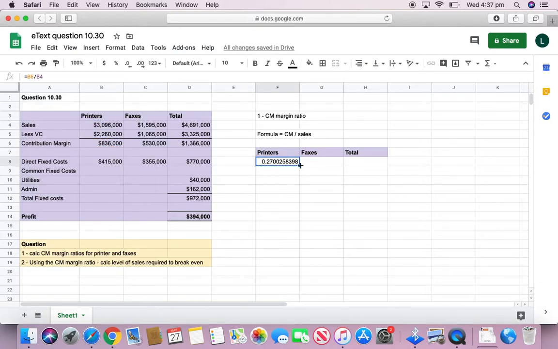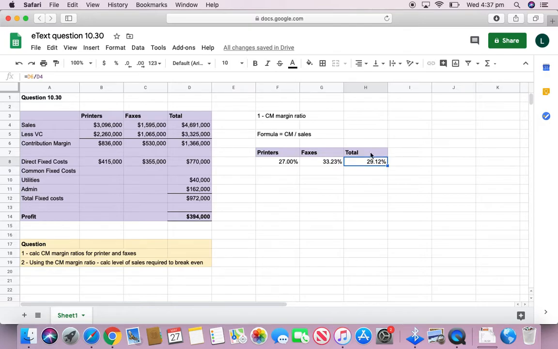What we can do, this is a little Excel trick, hold that little square box, bring it across, and there we go. If we do a little percentage, here are our percentages. So you can see that total is our total contribution margin over our total sales, which equals 29.12%.